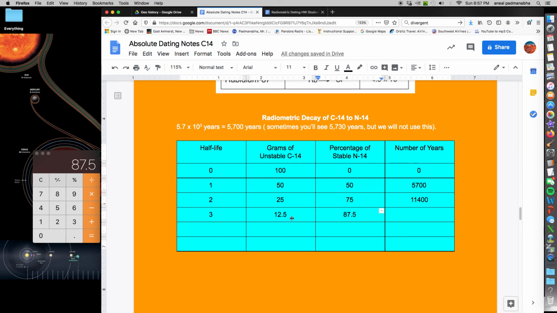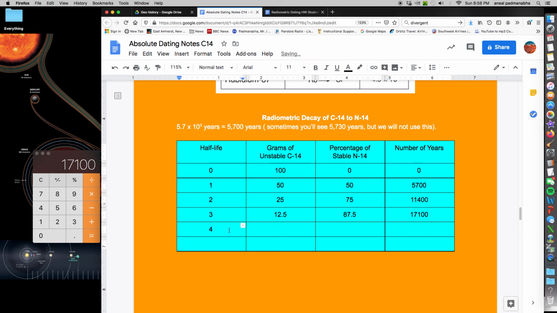How many half-lives did that take? Now we're at 3 half-lives, so we need to do 5,700 plus 5,700 plus 5,700, and that gives us, the sample is going to be 17,100 years old.